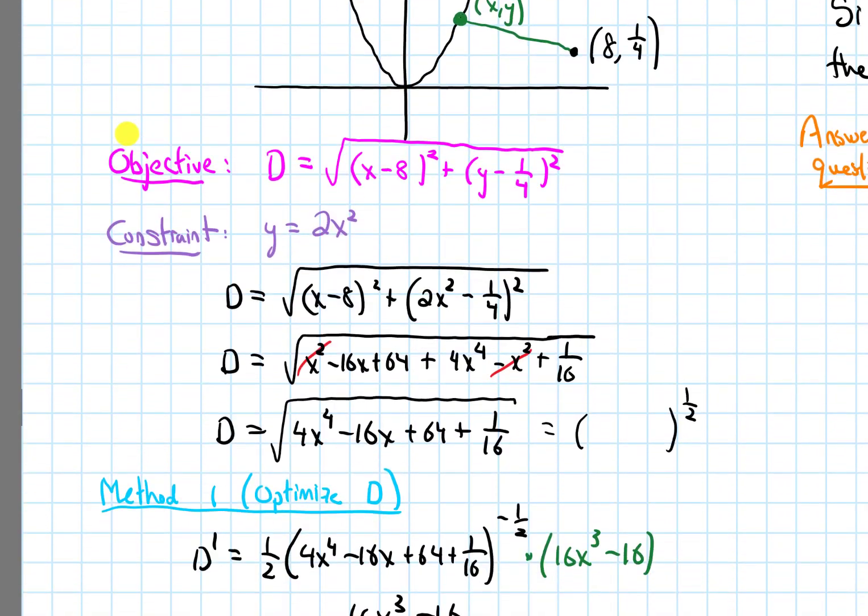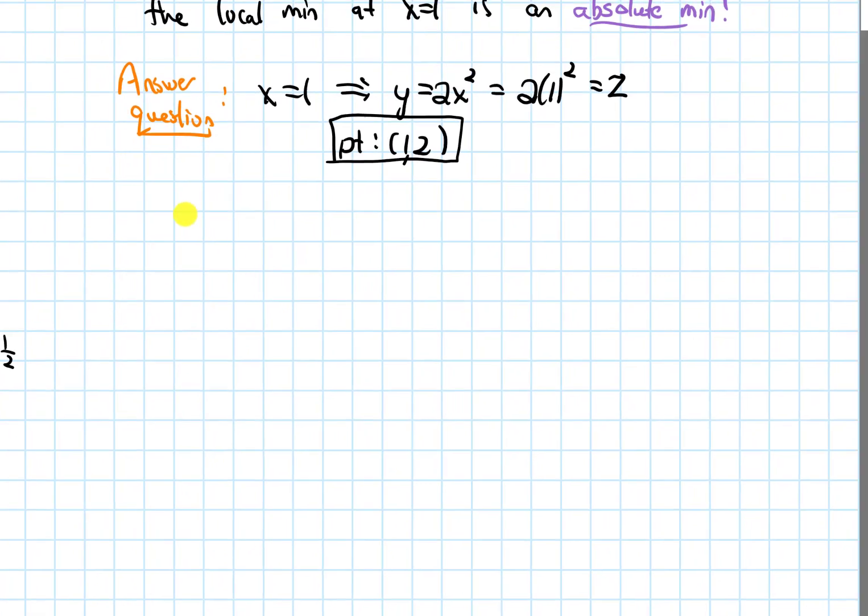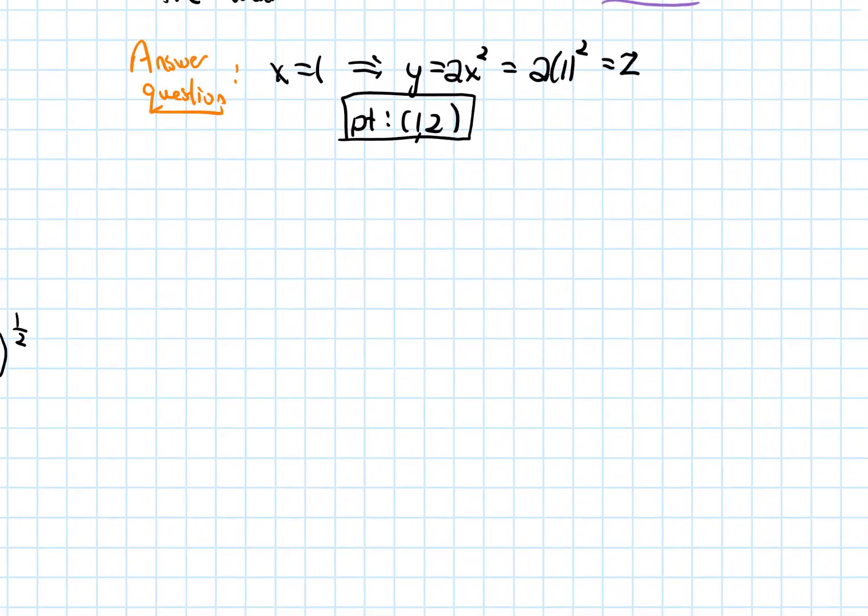Alrighty, so I mentioned earlier that to take this derivative, I did this by optimizing d. I just took the derivative of the square root function. There is a quicker way though, and I want to show you that quicker way. Okay, so method 2 for handling this derivative is to optimize d squared. Let me write it like this so it looks a little bit more like a d squared.